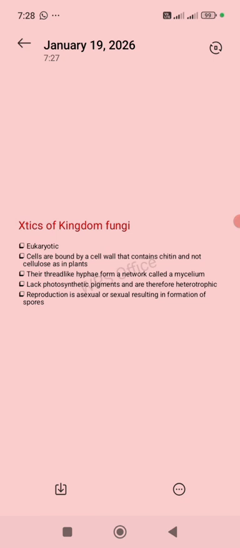So the keyword is mycelium. Another one is that they lack photosynthetic pigments. When we talk about photosynthetic pigments, we mean chlorophyll. So they lack photosynthetic pigment, which means they are heterotrophic. They cannot make their own food. Another one is that reproduction is asexual or sexual, resulting in the formation of spores. So those are the characteristics of the kingdom fungi.